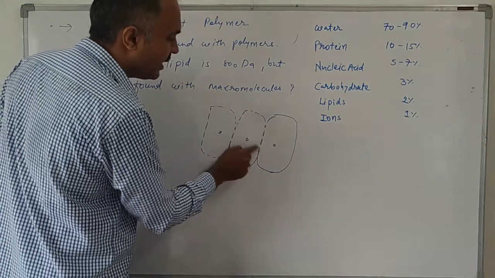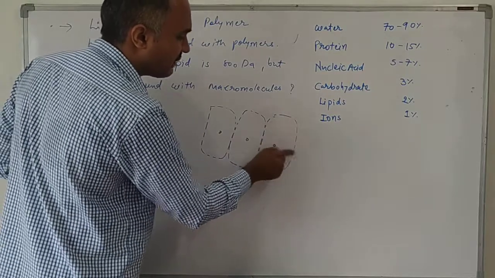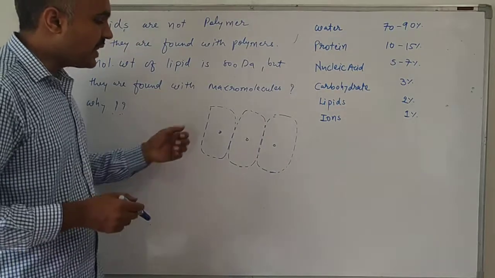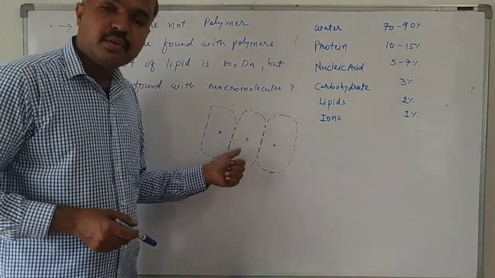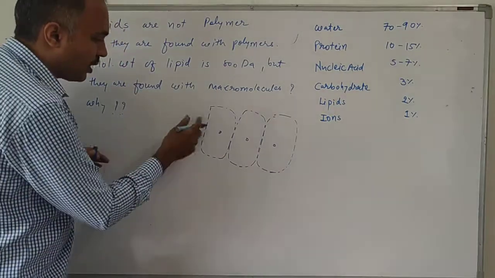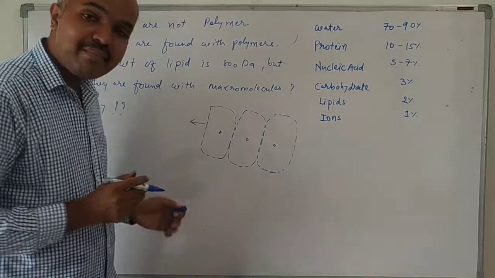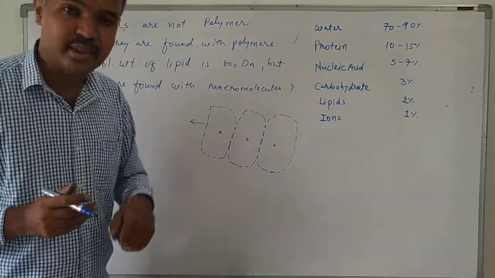Okay, so we will get fragments of the cell membrane. These fragments of the cell membrane are made up of phospholipids. Please remember chapter number 8. The cell membrane is made up of phospholipid.